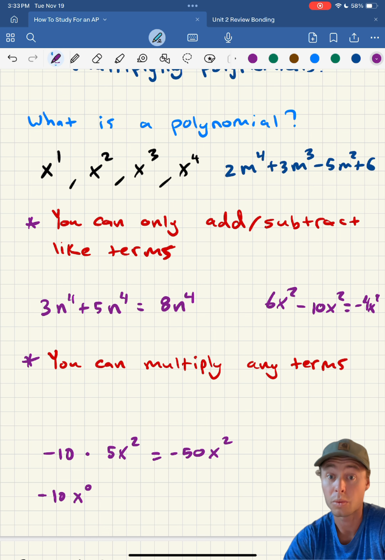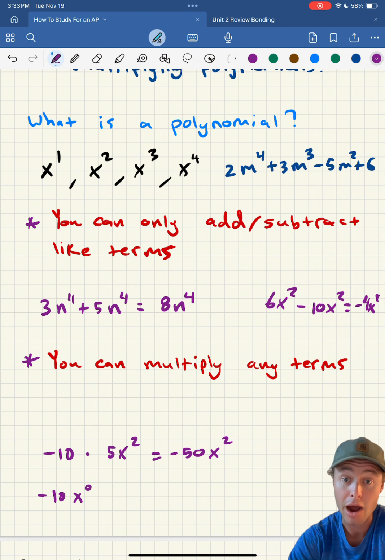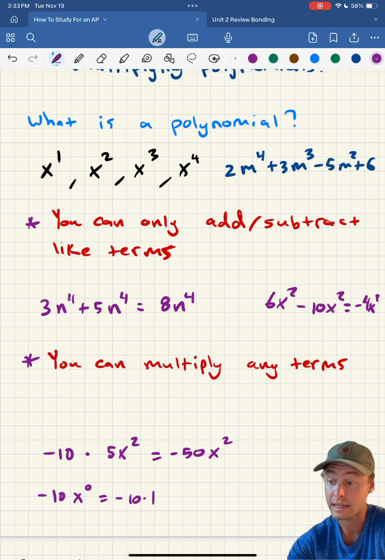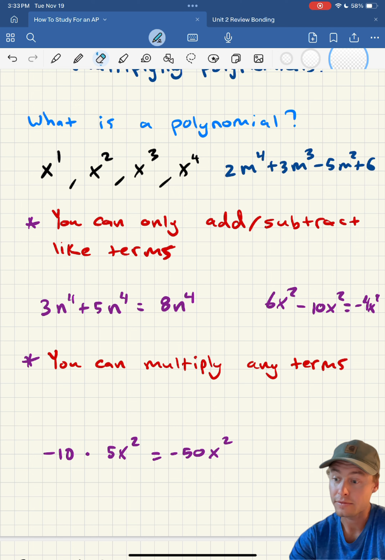I know that seems weird. Why is that? Because anything to the power of 0 is just 1. So negative 10x to the 0 is just negative 10 times 1. So really there is an x term there. It's just hidden because it's to the power of 0.